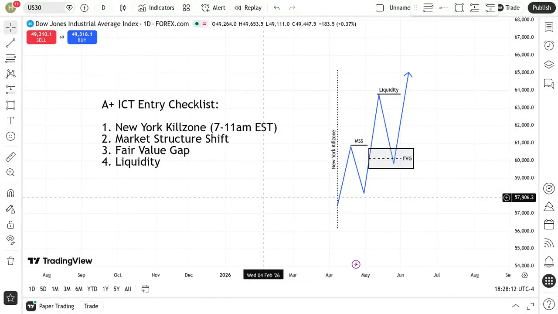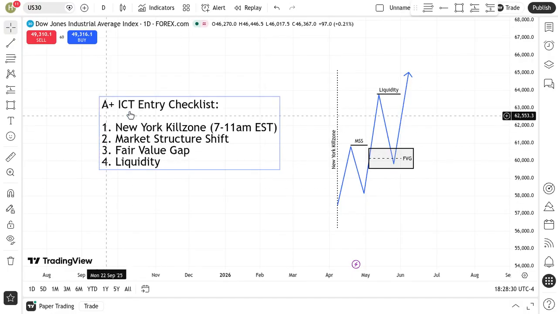This A plus ICT entry checklist is arguably the best entry checklist on YouTube, using ICT concepts to gain simplicity, making it less complicated while also being able to have a higher probability of winning your trades. Now, if that sounds good to you, let's get into it.